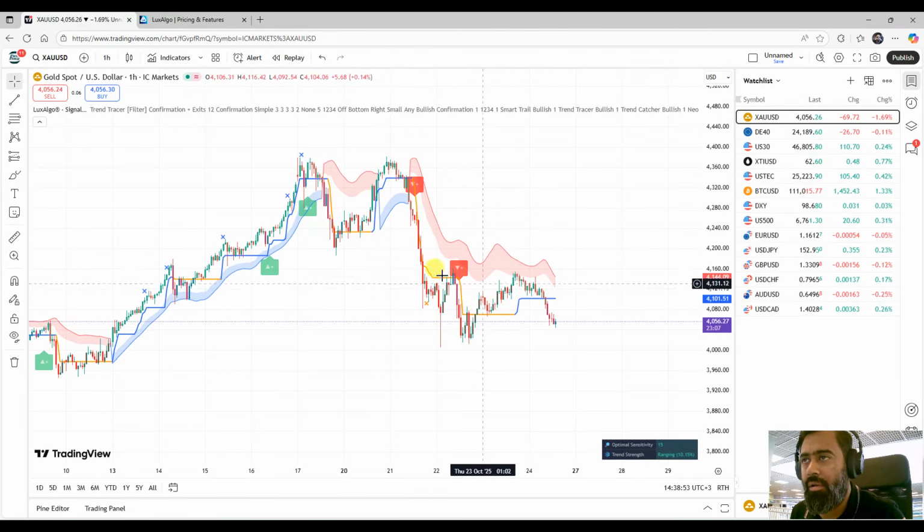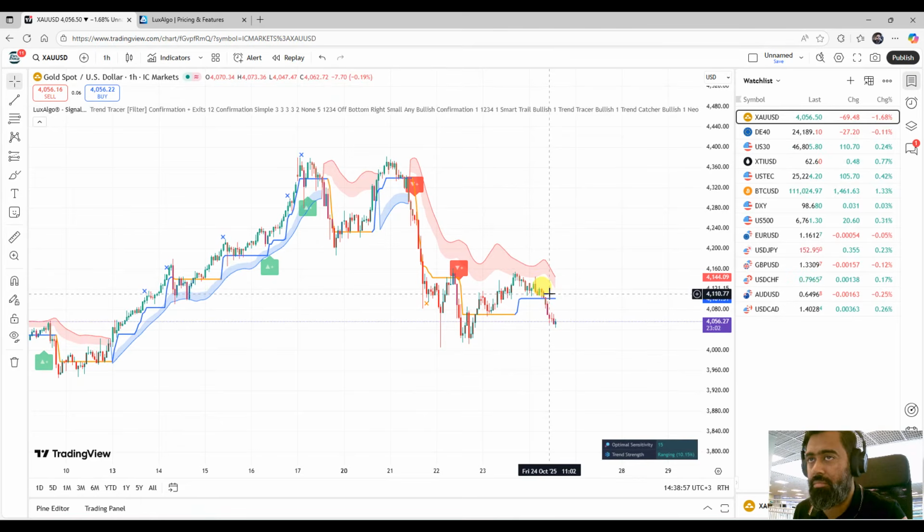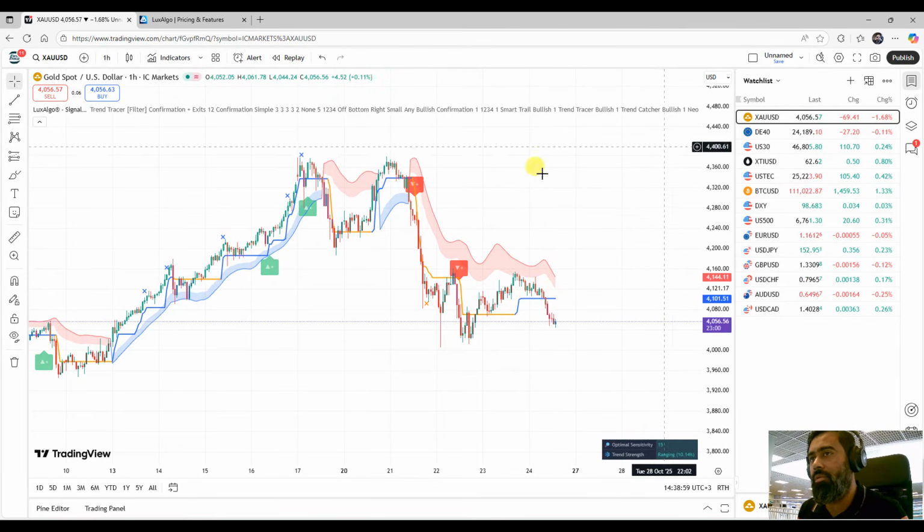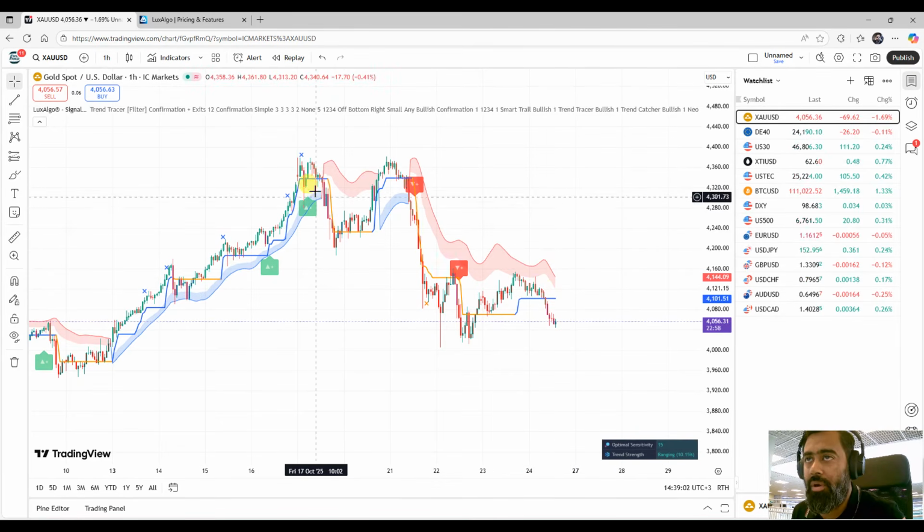But yes, the market is reversing because it's Friday, so the market is not stable usually on Fridays. But most of the areas, wherever you see, it has given you super money, right? It gave you super money.